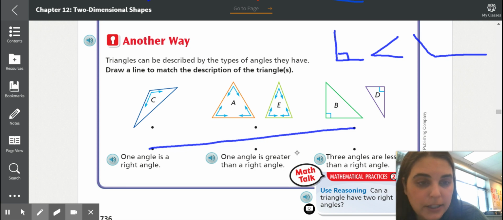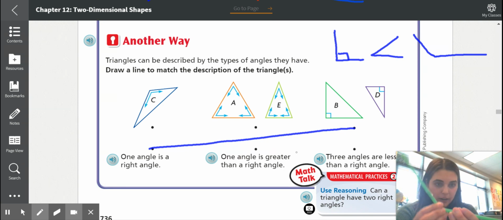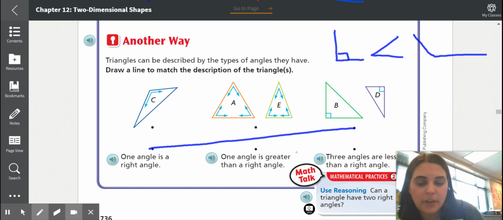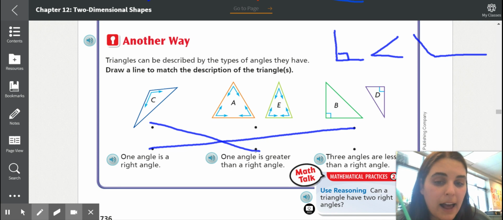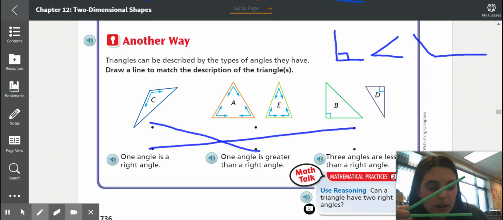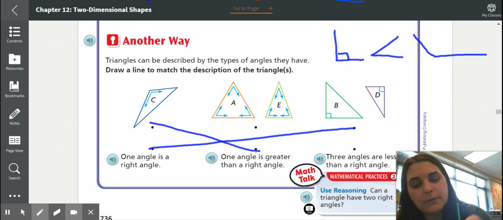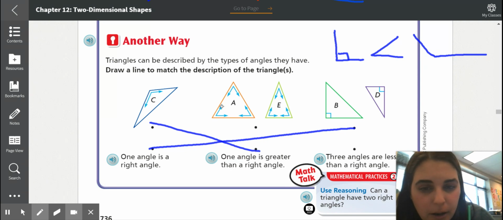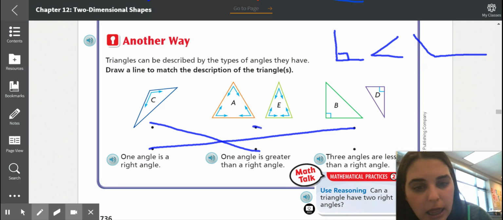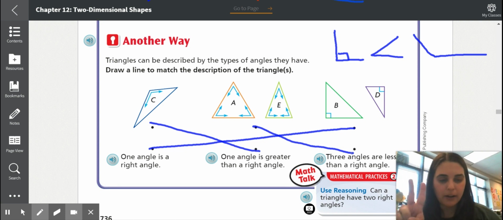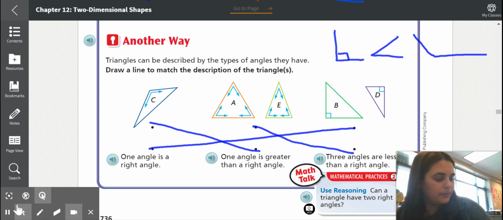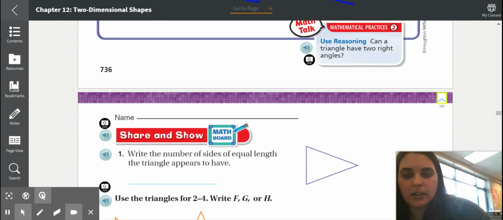Do you see any that are greater than a right angle? If you're saying C, that's correct. And then the last one, all three angles are less than a right angle. If we're looking at A and E, they're showing you with these arrows here that they are all less than a right angle. So those are the two ways we can talk about triangles, their sides and then their angles. All right, go ahead and go to the next page.